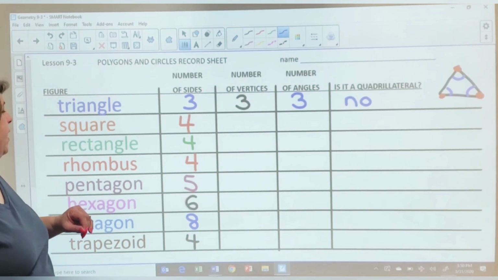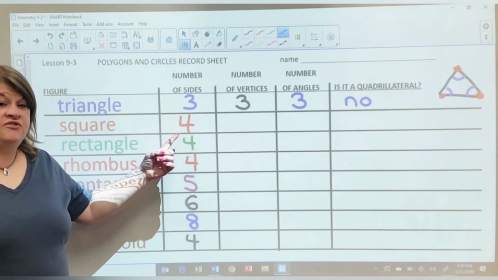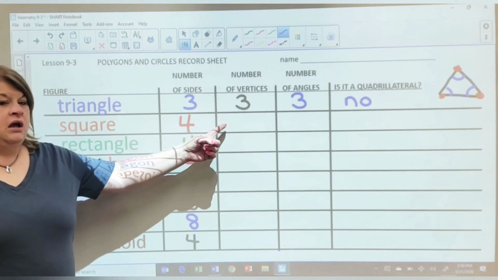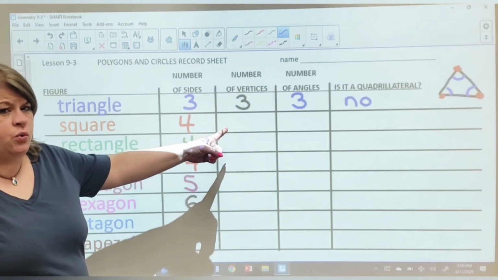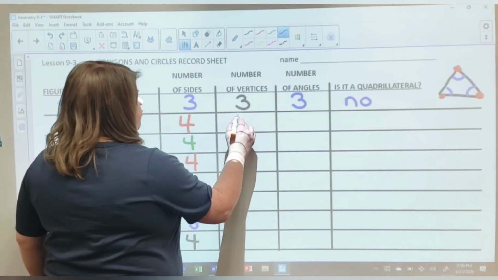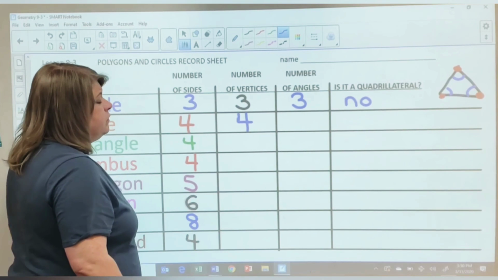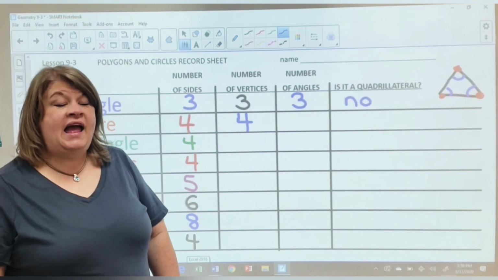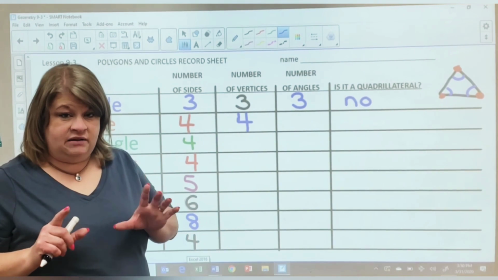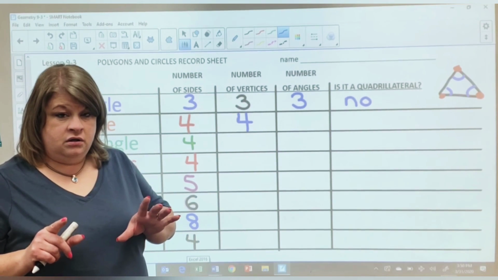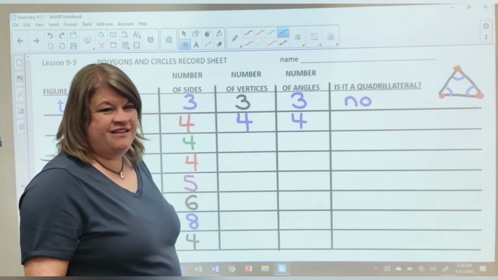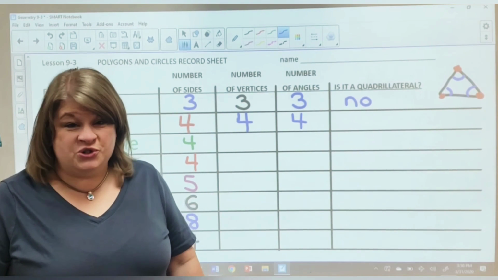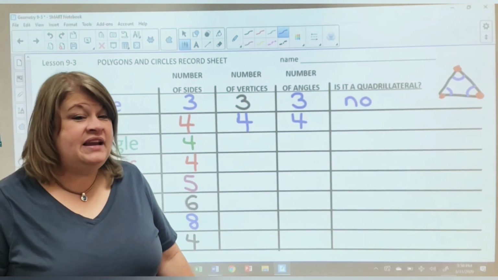Let's look at the square. We said a square has 4 sides. How many vertices, how many corners are there on the square? Yep, there are 4. Make sure you write that in. Now, how many angles? That's the inside part. Yeah, there are 4. What kind of angles are those? Those are square corners, aren't they? So they are called right angles.